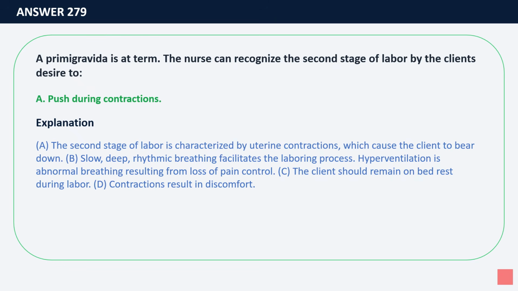Answer: A. Push during contractions. Explanation: A. The second stage of labor is characterized by uterine contractions, which cause the client to bear down. B. Slow, deep, rhythmic breathing facilitates the laboring process. Hyperventilation is abnormal breathing resulting from loss of pain control. C. The client should remain on bed rest during labor. D. Contractions result in discomfort.